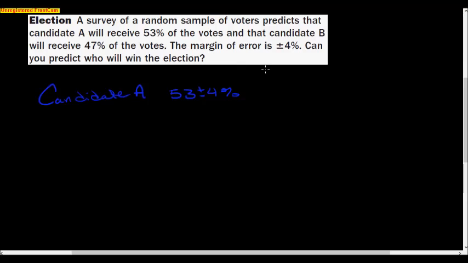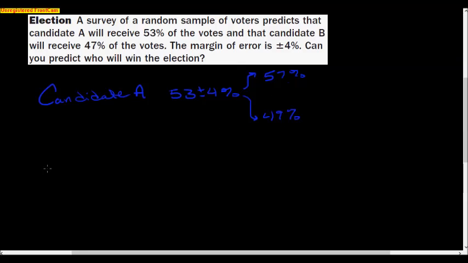That means I could go up to as high as 57%. All I did was take 53 plus 4. Or I could go down to 49%. I took 53 minus 4. If I'm candidate A, I'm going to end up somewhere in between, or right at 57, or right down to 49, or somewhere in between. I could be 52%, I could be 50%, etc.